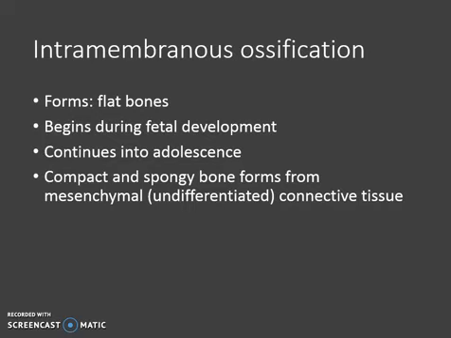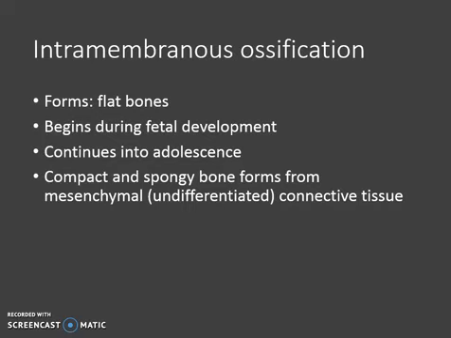The key thing is that compact and spongy bone forms from something called mesenchymal connective tissue. This mesenchymal connective tissue is undifferentiated, meaning it's not cartilage, it's not fibrous connective tissue. It's kind of a precursor to different types of connective tissue. So you can think of the mesenchymal tissue as being kind of like a pattern, laying down the framework for where the bone is going to be.